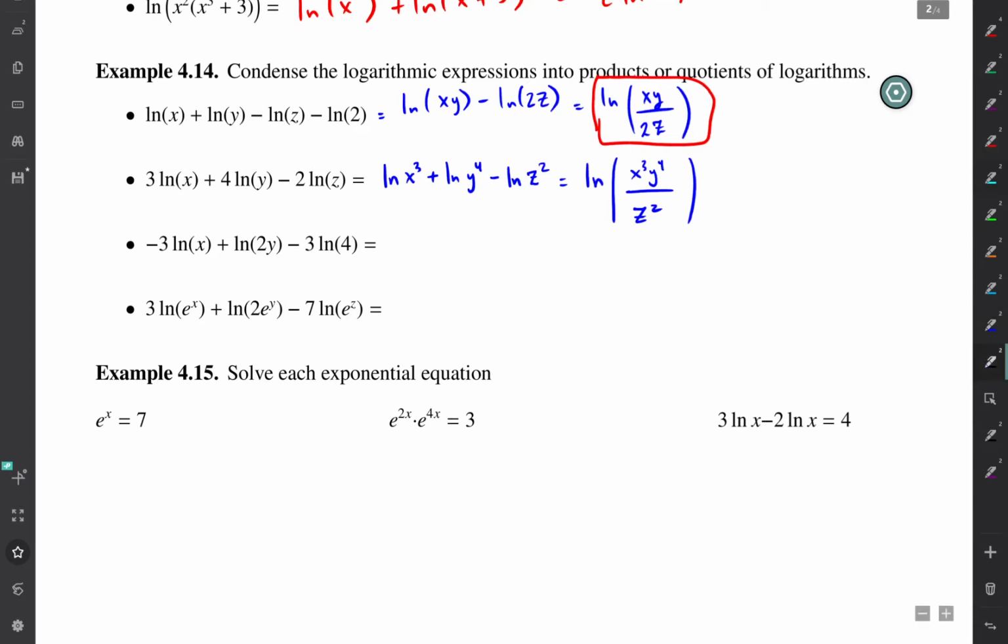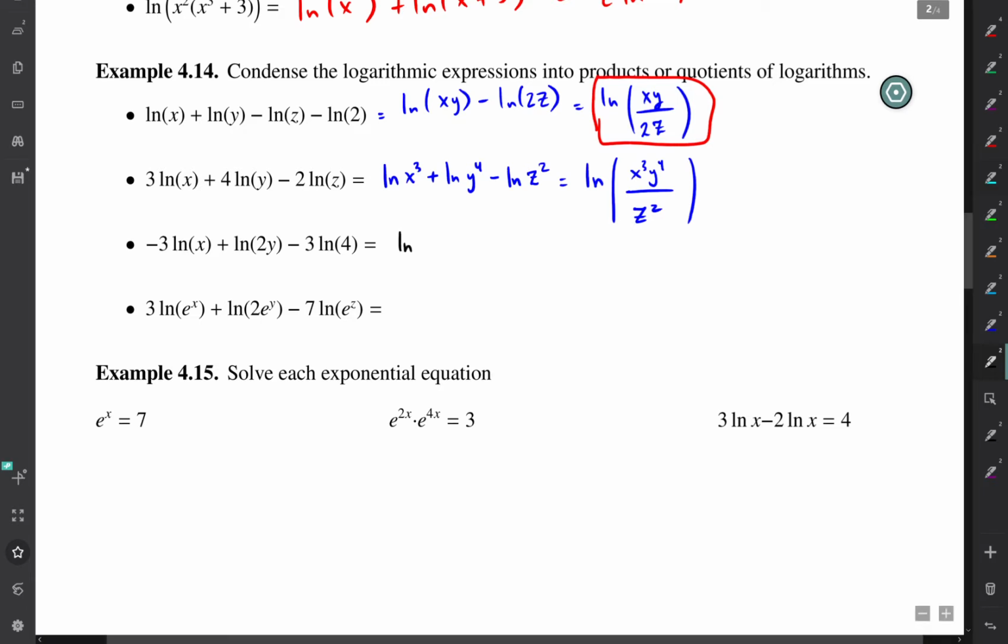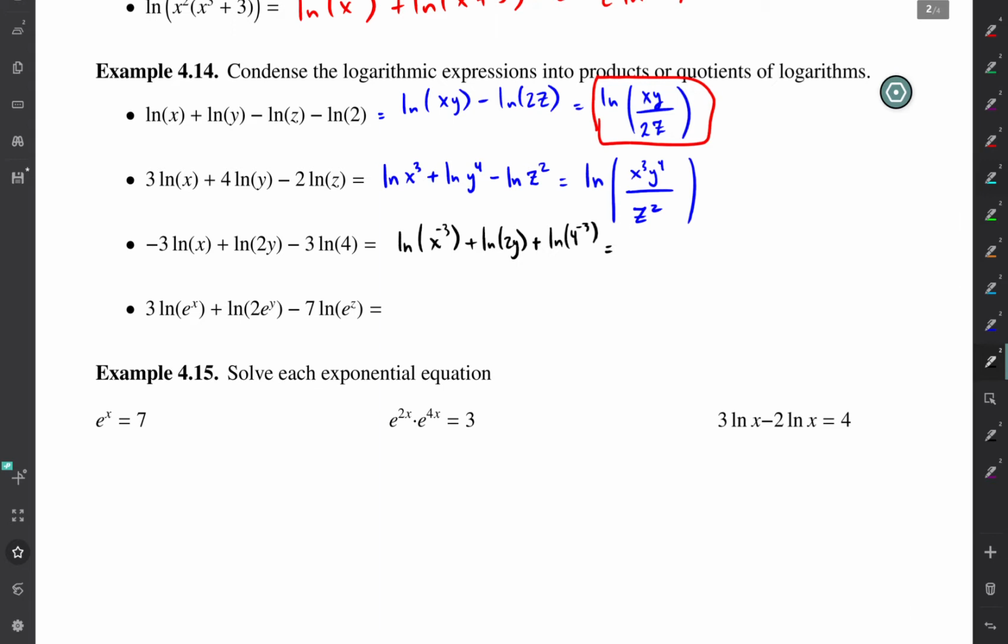Okay, the next one, we have a minus 3 ln of x. So you could write that as ln of x to the minus 3 plus ln of 2y, nothing can really change there, minus ln of 4 cubed. Or I could make that plus ln of 4 to the negative third. Okay, and now if you do it this way, then you have a product, but you have a product where some of the powers are negative, so you should move those to the denominator.